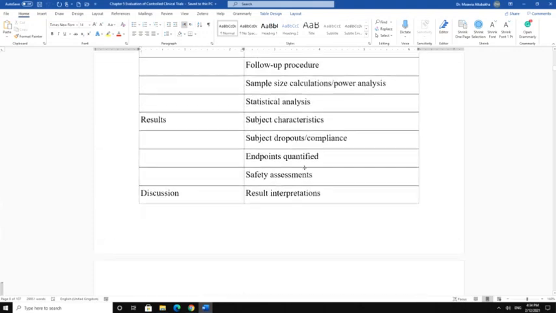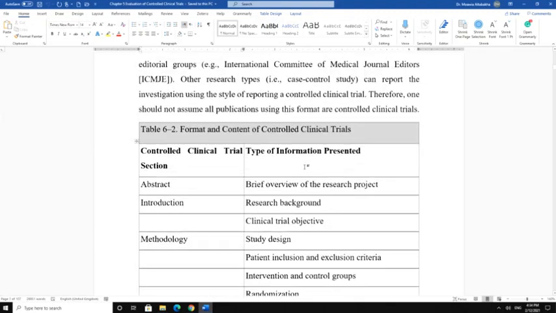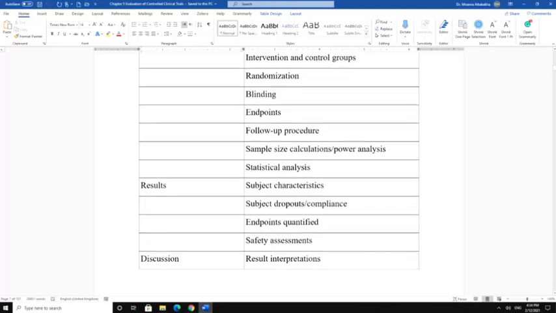This is the format, and I need all of you to memorize it. And in order to memorize it well, you will need to download some controlled clinical trials. And when you download them, look at what they contain, what the sections are, and what is inside each section.